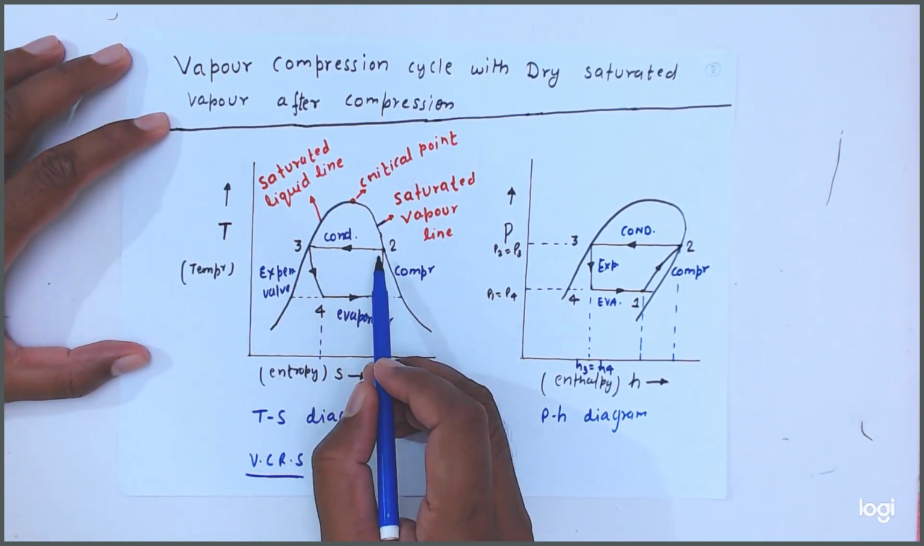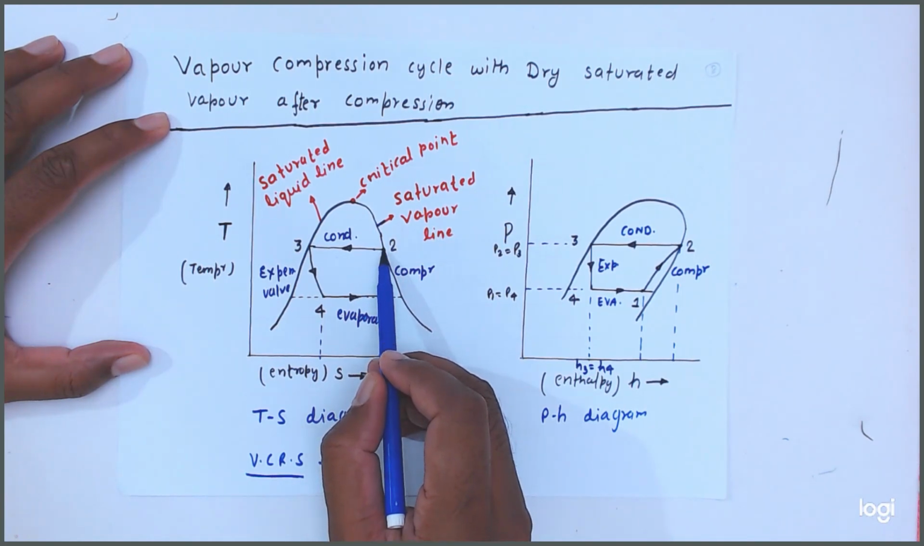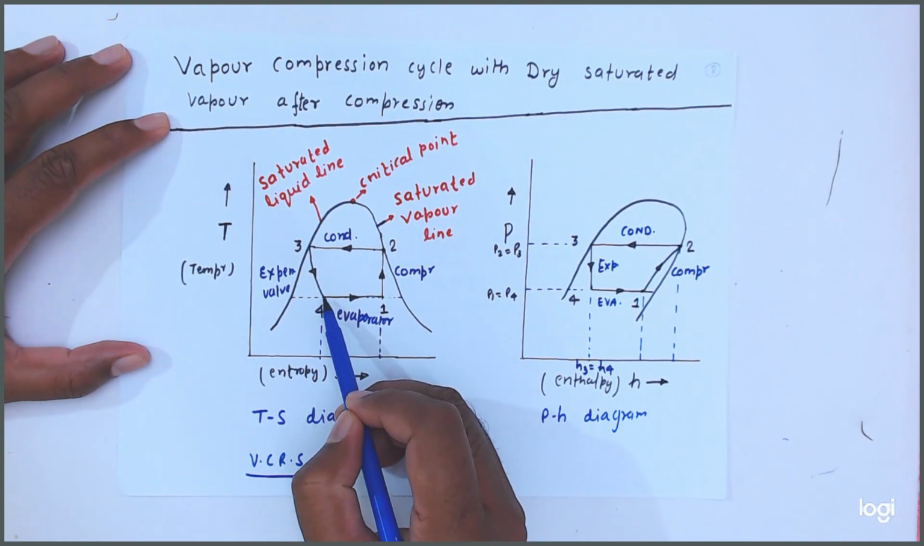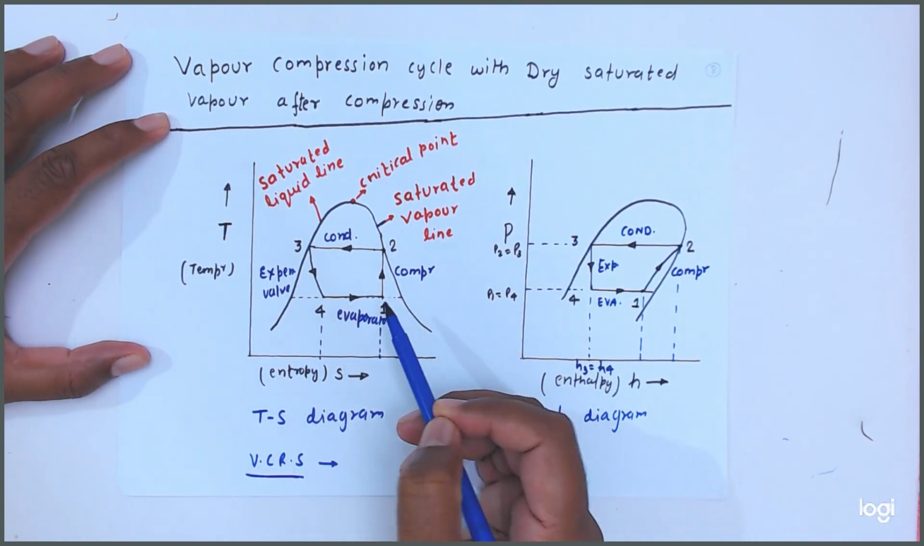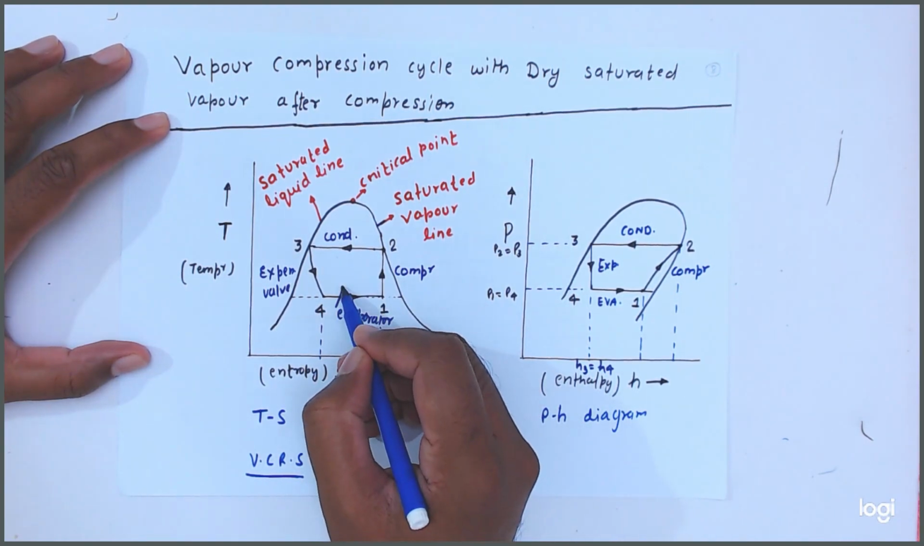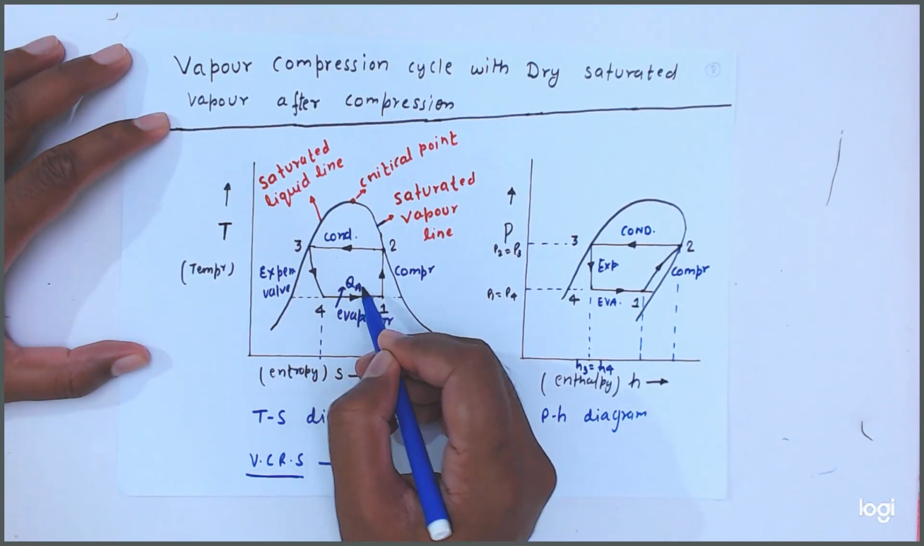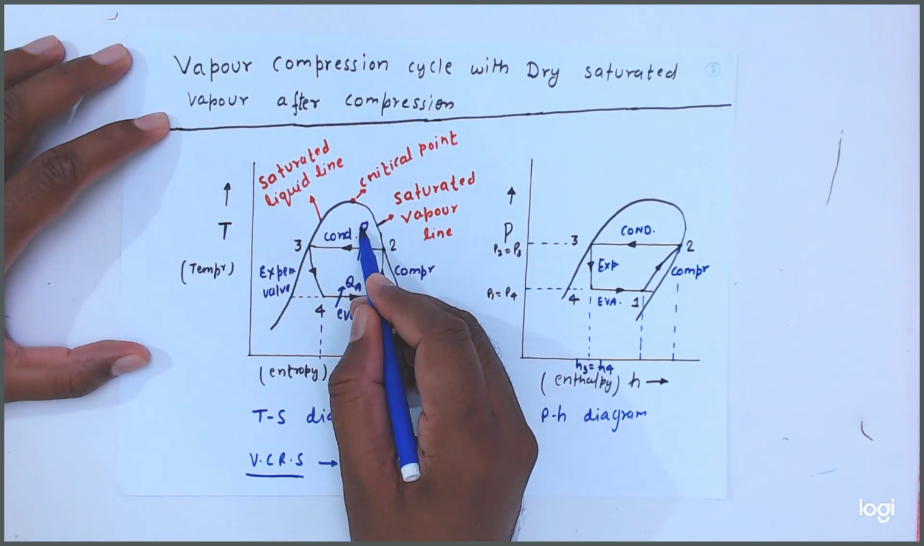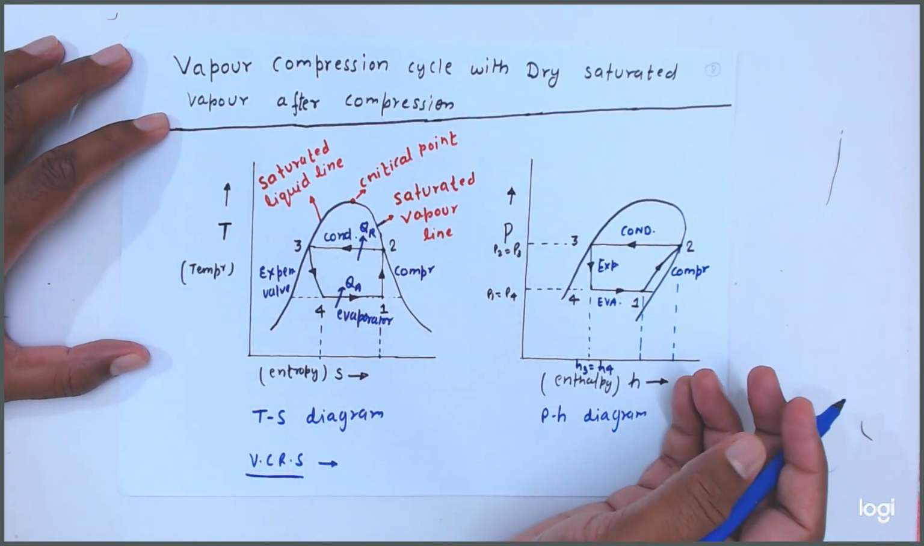Now friends, this refrigerant passes through the condenser, then again it will pass through the expansion valve and evaporator. Here it will absorb heat, heat addition is there, and in the condenser heat rejection is there. Okay, this is the heat rejection.